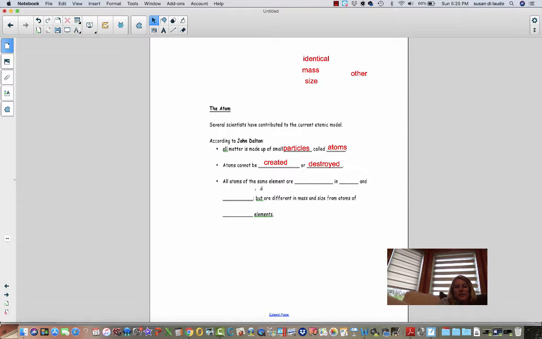All atoms, John Dalton said, all atoms of the same element are identical. So if I have pure gold, all the atoms in there are going to be identical in mass and size to all other gold atoms. But they're going to be different in mass and size from the atoms of other elements. So he's saying that it's the atoms that give things their properties. If I have silver, the size, mass and properties of the atoms of silver are going to be different than the size, mass and properties of the atoms of gold. So those atoms are what give these elements their unique properties.